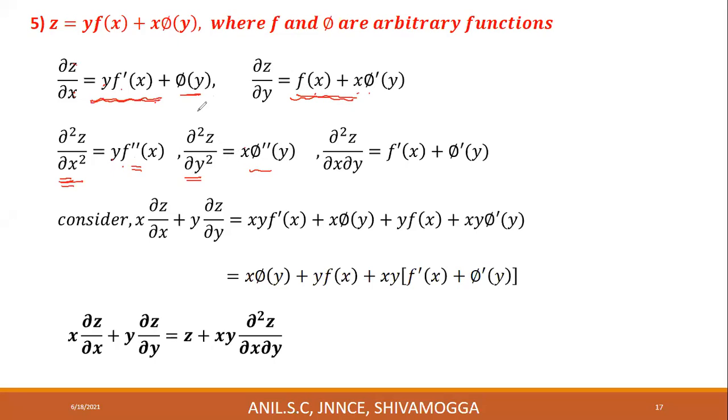We can find one more second order derivative. That is by differentiating del z by del x partially with respect to y. That derivative is denoted by this symbol, del square z divided by del x del y. Differentiate this equation again partially with respect to y. Here f dash x is a constant, keep it as it is, and the derivative of y partially with respect to y is 1. 1 into f dash x is f dash x, plus derivative of phi of y is phi dash y. These are the three second order partial derivatives.